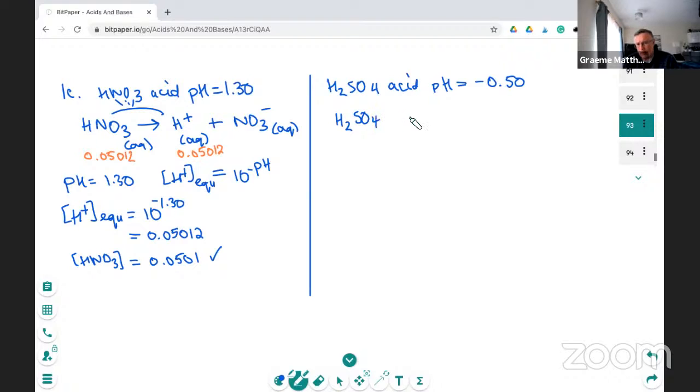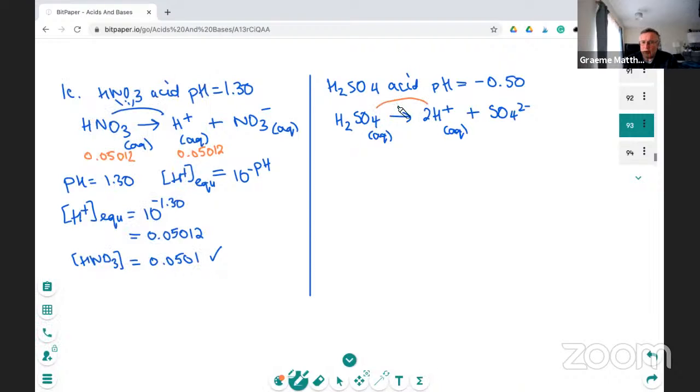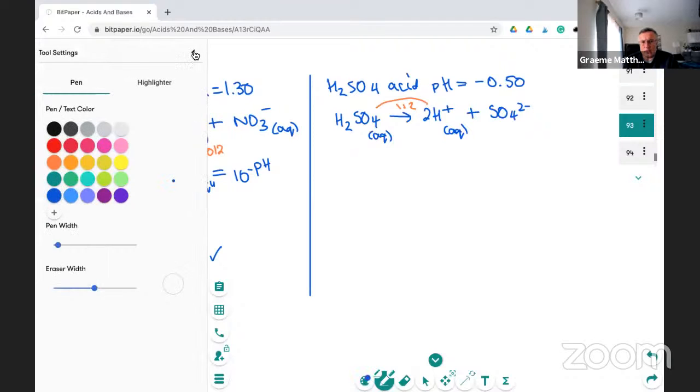That is totally acceptable. But I also did this one, chemists, because this is one you're more likely to see on the exam in the multiple choice section, because it's a 1 to 2 ratio. Look, it's a 1 to 2 ratio, so we've got to take this into account when we get the concentration of the acid.